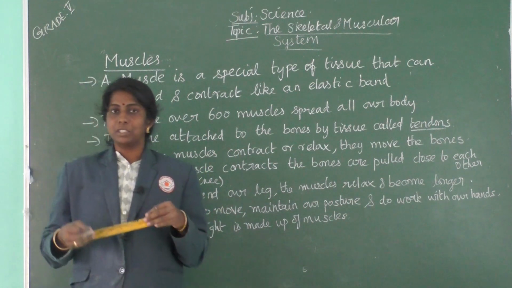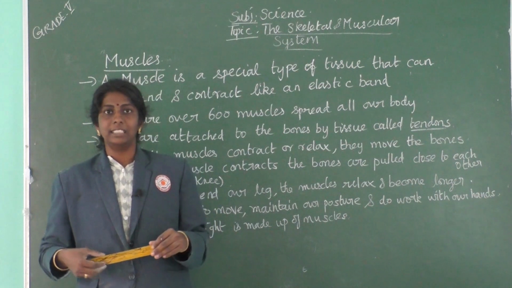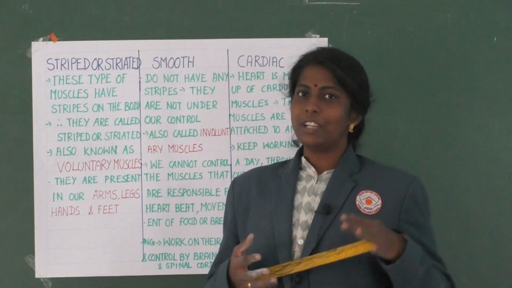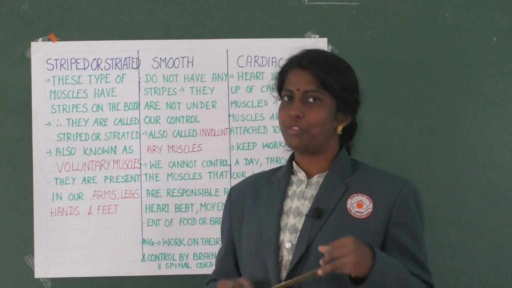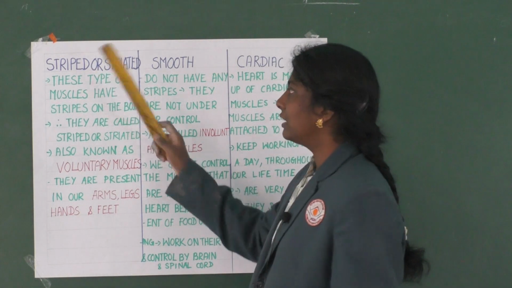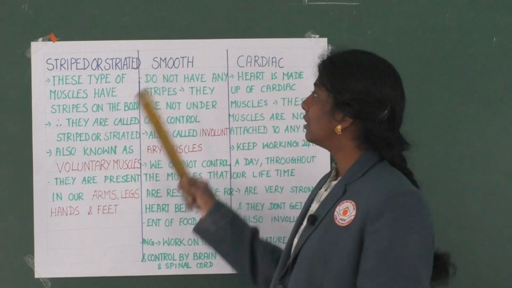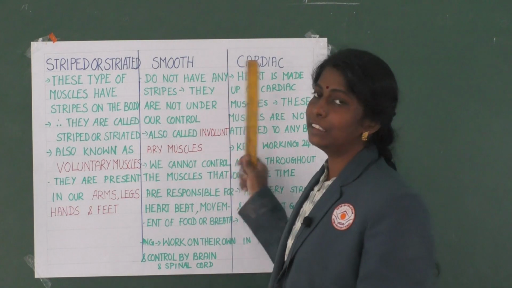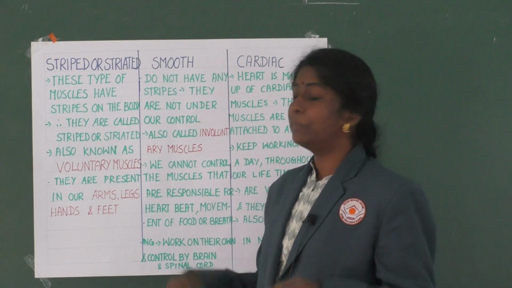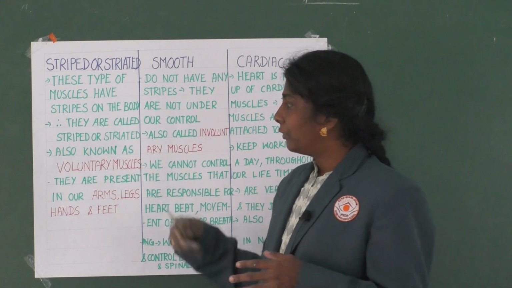There are 3 different types of muscles, and we are going to learn about them in detail now. Our muscular system consists of 3 different types of muscles. The first is striped or striated muscle, the second is smooth muscle and the third is cardiac muscle. Let me teach you one by one.